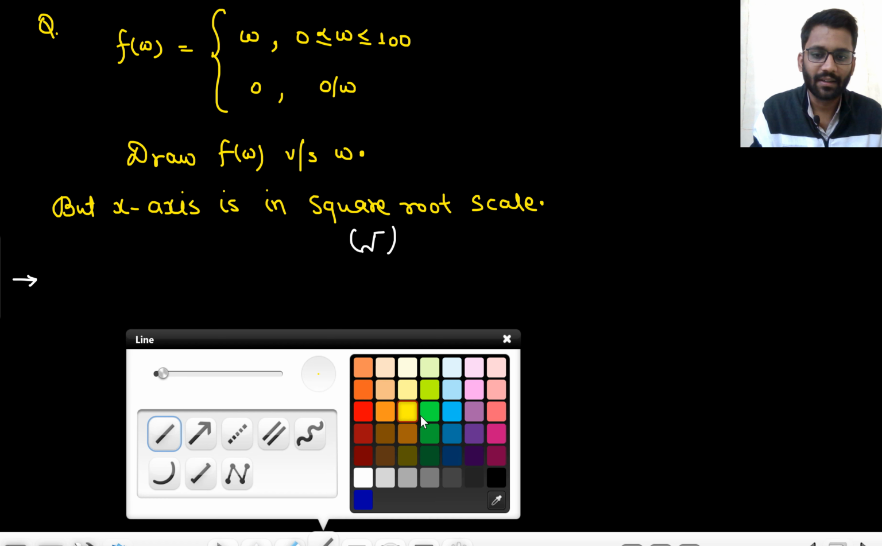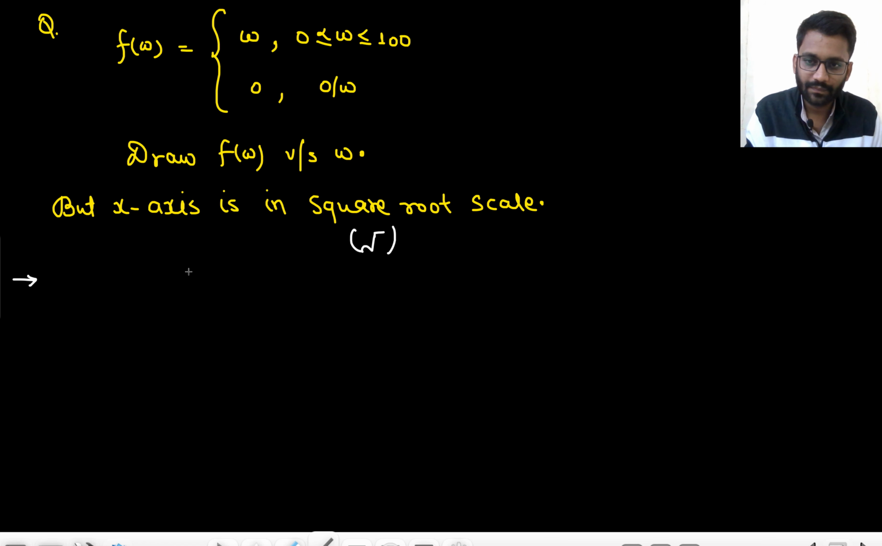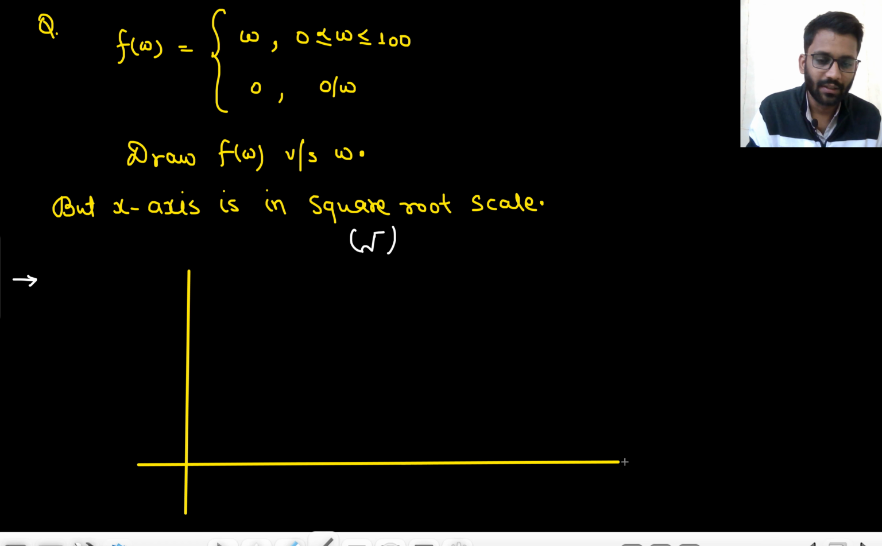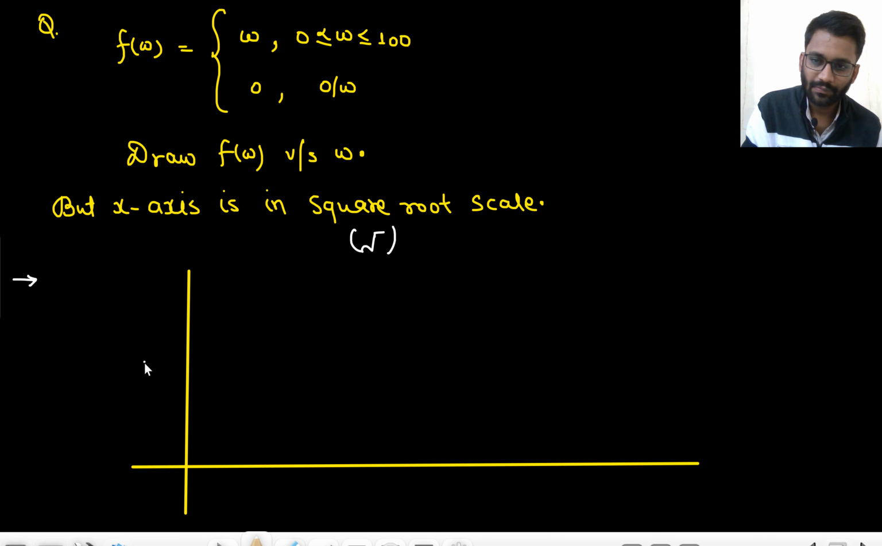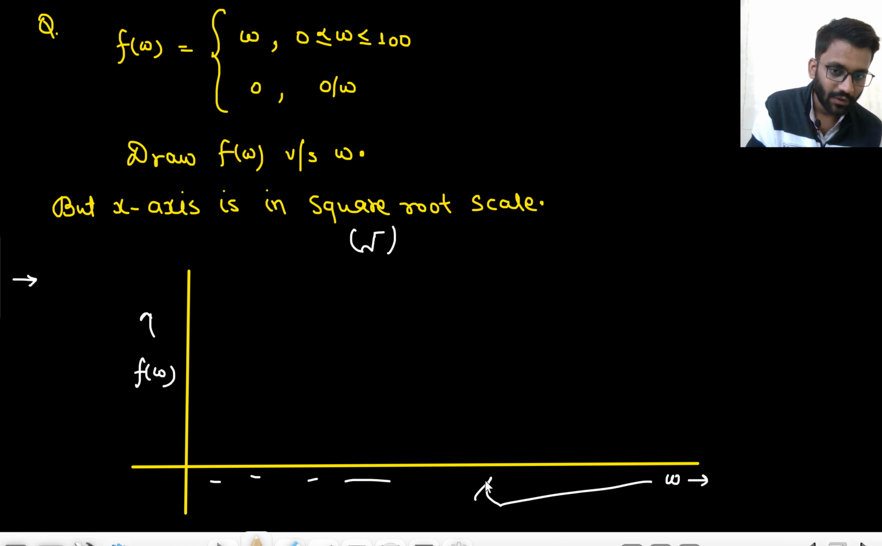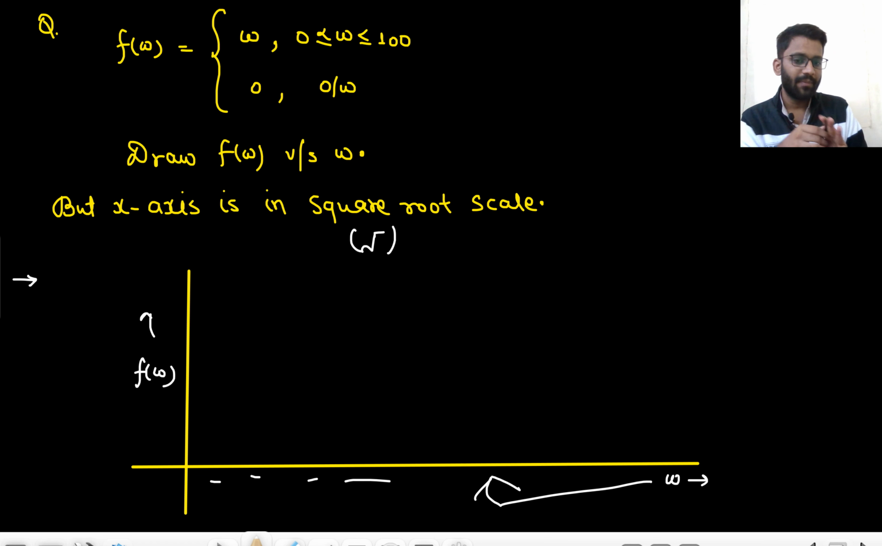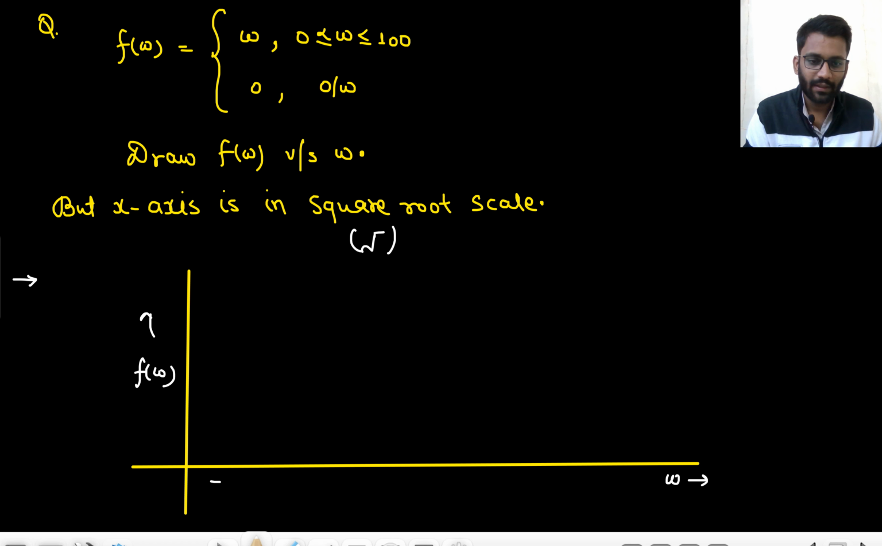Okay, so what do I mean by that? I am drawing f of omega versus omega only. This is f of omega versus omega. And the values that I will put here, these values will be of omega only. Right? I am naming the axis as omega. So the values I will put here will be of omega only. That's for sure. Okay? So let's just assume I am putting omega equals 0.